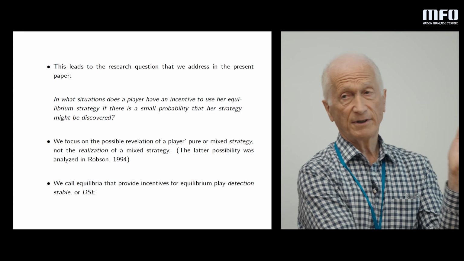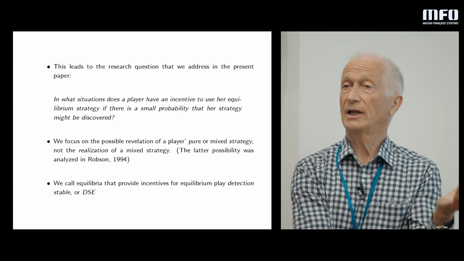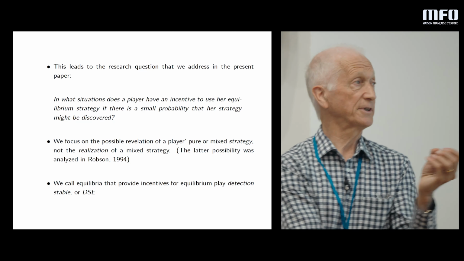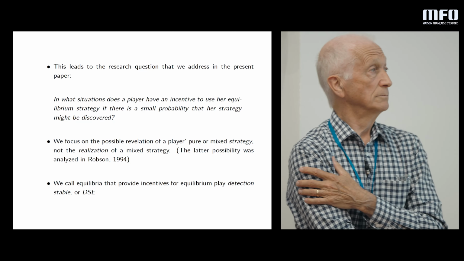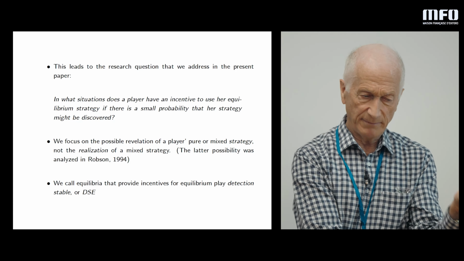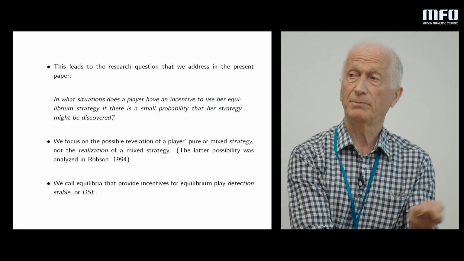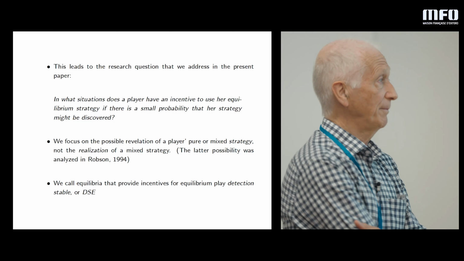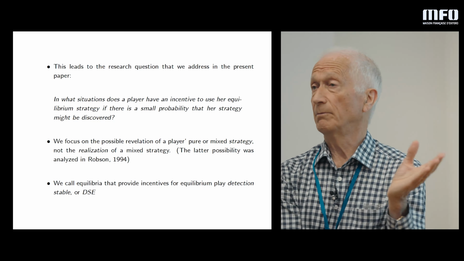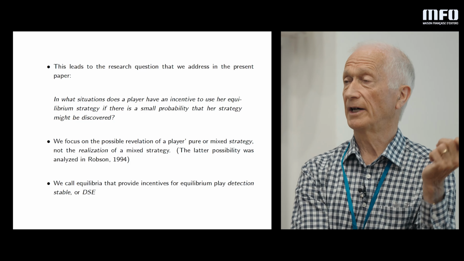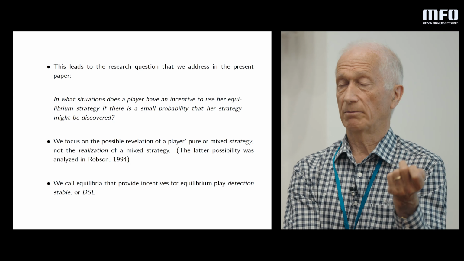And that is a different revelation than the revelation of a realization of a mixed strategy, right? Which is another topic, and I will refer to that later on. This was studied by Arthur Robson. Now, this is a thought experiment. What happens if I'm worried that maybe my pure or mixed strategy will be found out before I just play the game? And those equilibria that provide such incentives, which I will make precise, we call them detection stable. Okay, that was the title of the talk. So detection stable equilibria, or DSE.